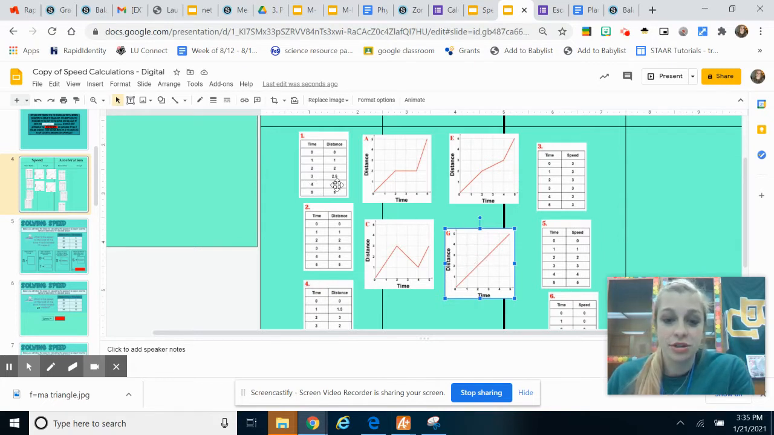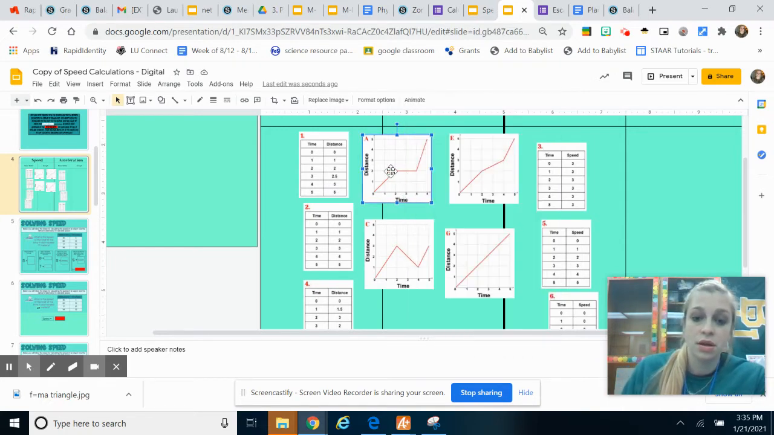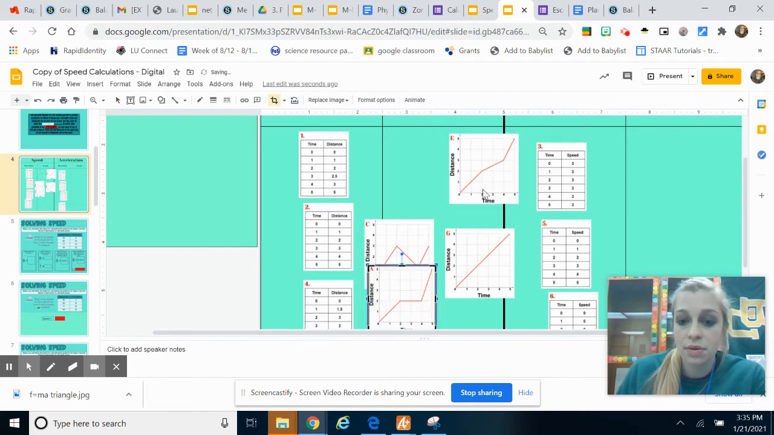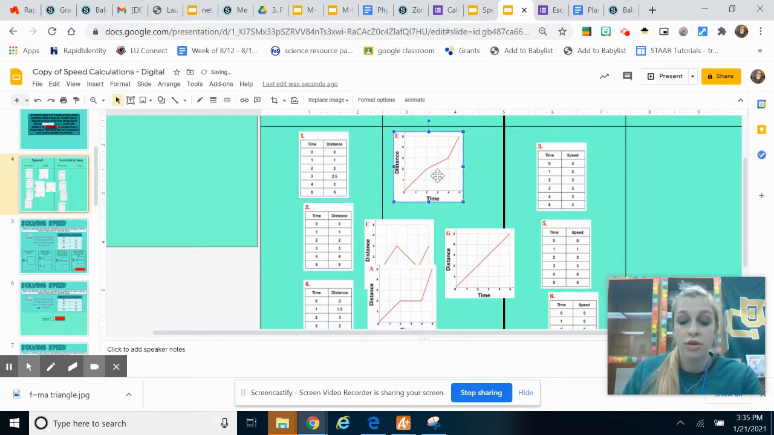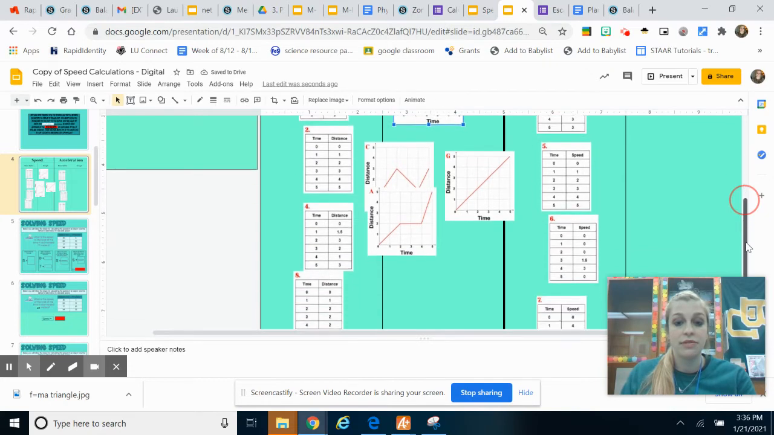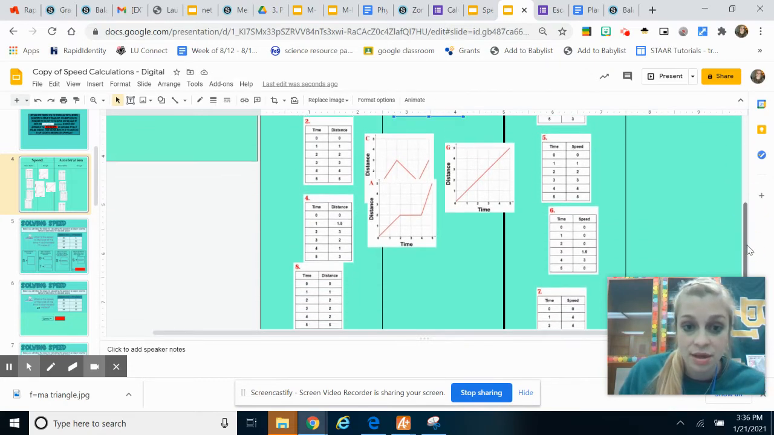All right, 3, 2.5. 3, 2. Oop, so it's not this one. So I'm going to get this one out of the way. 3, 2.5. 3, 3. So that tells me that data table 1 must match graph E. I'm going to do the same thing for the rest of them.